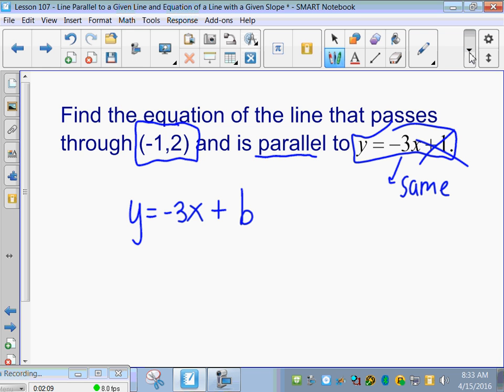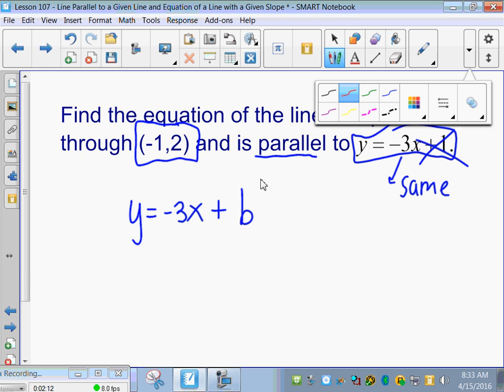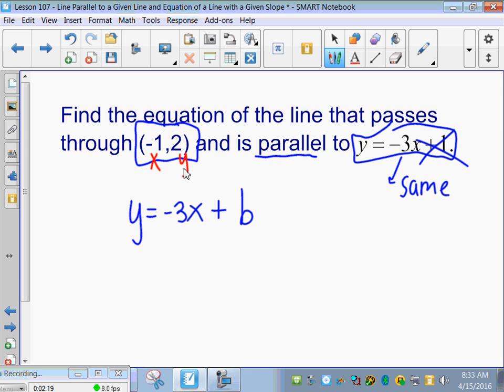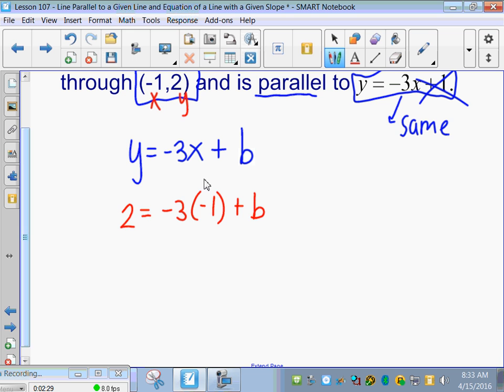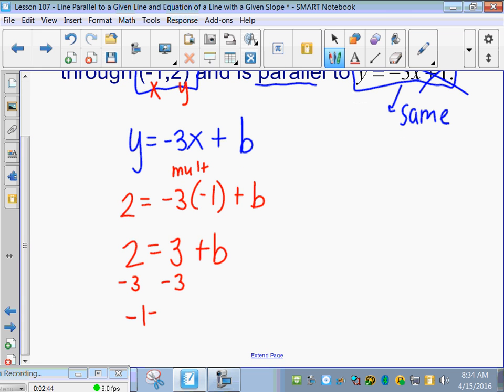Now all we're going to do is plug in the point and solve for our new y-intercept, because the new graph has to pass through this coordinate point. This is an x, y coordinate point. So I'm going to plug 2 in for y, and I'm going to plug negative 1 in for x. Again, these two numbers right here are multiplying together. So negative 3 times negative 1 is positive 3. And then we're solving for b, so I'm going to subtract 3 from both sides. So b is equal to negative 1.